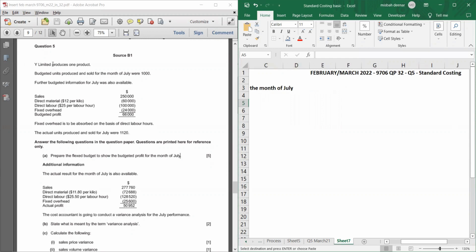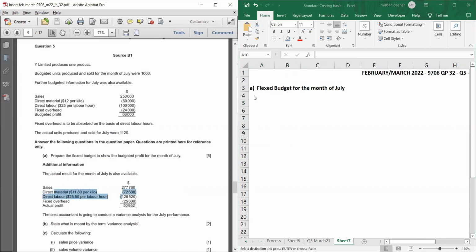As you can see, the question here has one product. The budgeted units were 1000, and we are given the budgeted information, with the fixed overheads to be absorbed on the basis of direct labor hours. The actual units were more than the budgeted units. So for 5 marks we have to prepare the flex budget, and here we are provided with the actual results as well.